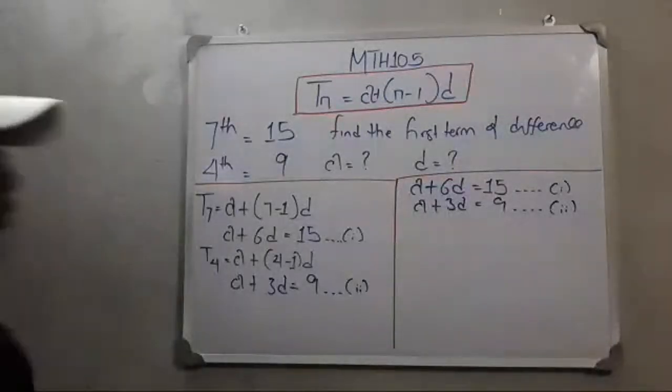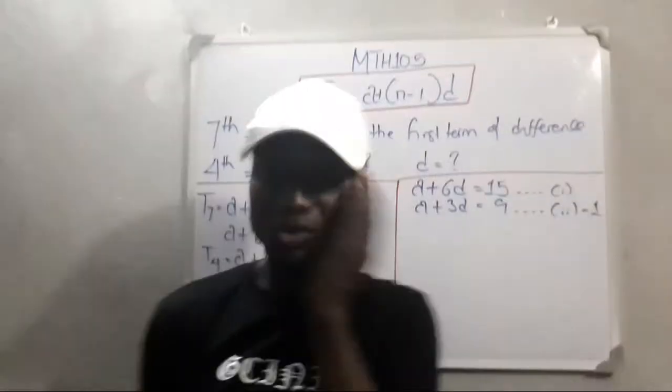Now we've been able to craft out our equation 1 and equation 2. So what do we do next to move forward? It's simple now. Simplify.